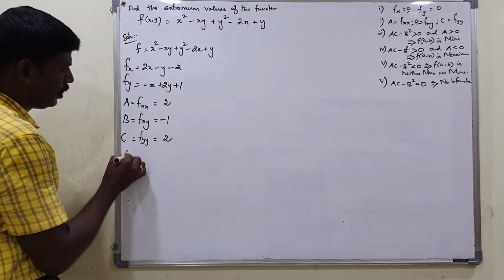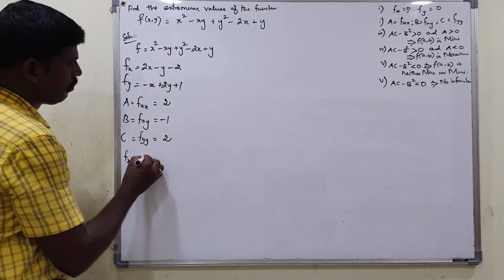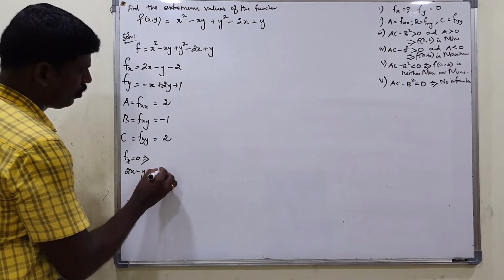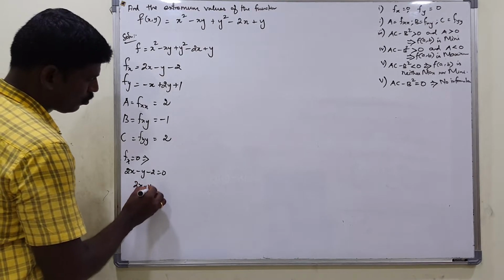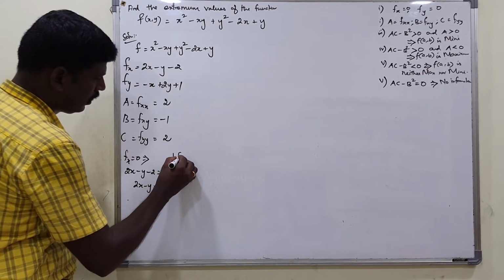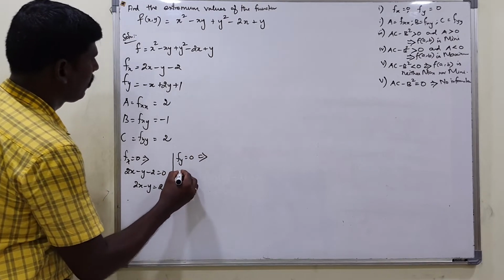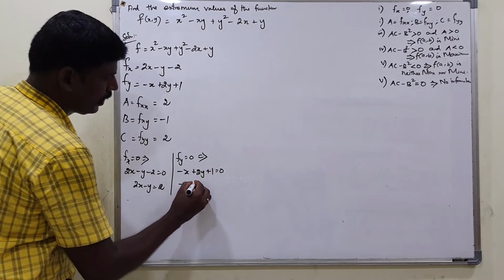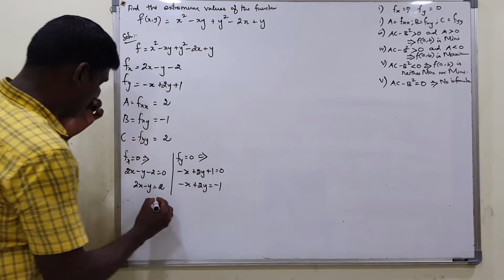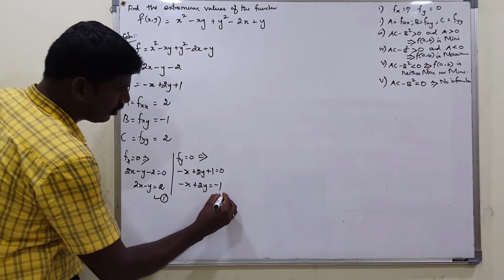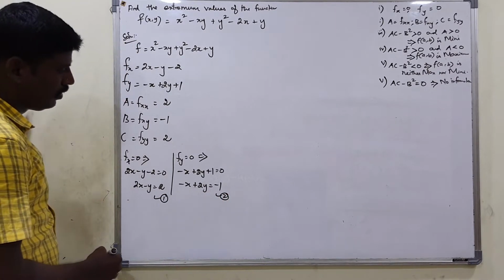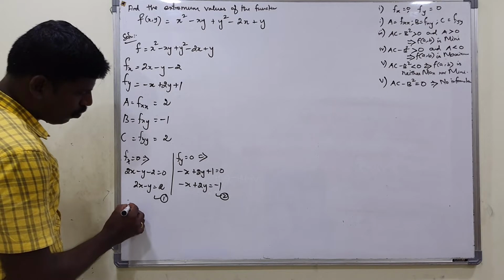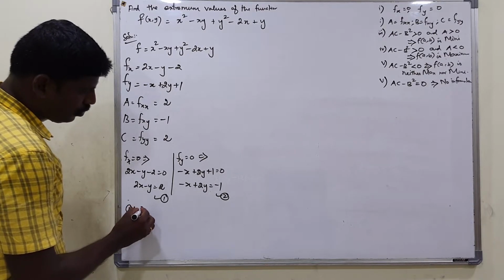Right? So now I am going to equate fx equal to 0. This implies 2x minus y minus 2 equal to 0, so 2x minus y equal to 2. Same like that, fy equal to 0 implies minus x plus 2y plus 1 equal to 0, so minus x plus 2y equal to minus 1. I call these equation number 1 and equation number 2. I am going to solve both of them and we can get x and y. So take 1 into 1 or 1 into 2. What will you get?